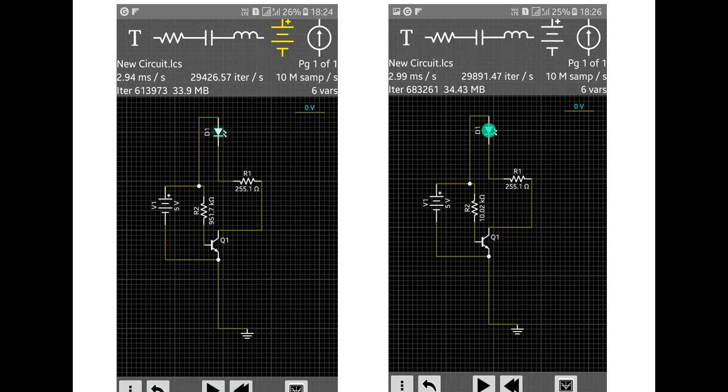In the first case, the left side case, R2 is unable to provide 0.7 volts to the BJT. That's why the LED is off. If the LED is off, current is 0, and output will become high at the collector. Similarly, in the second case, the right side screenshot, R2 value is lowered to 10 kilo ohms, which is providing 0.7 volts to the base of the transistor Q1. That's why current is flowing and the LED is glowing.